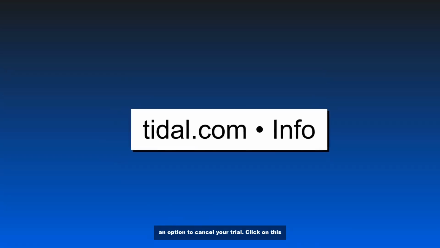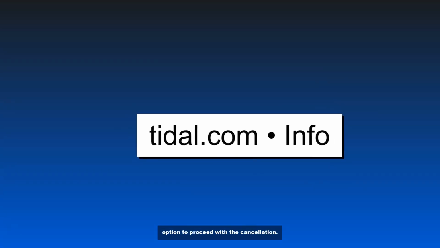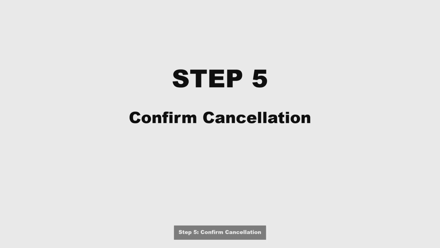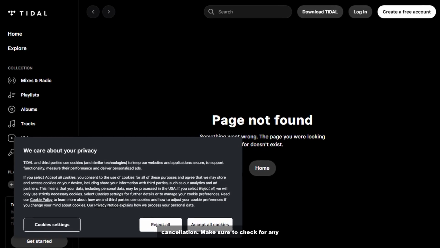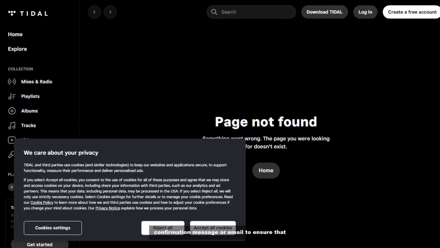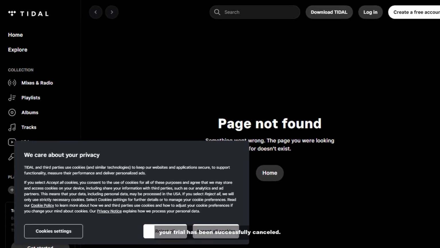Step 4. Select Cancel Trial. In the subscription section, you should see an option to cancel your trial. Click on this option to proceed with the cancellation. Step 5. Confirm cancellation. Follow the prompts to confirm your cancellation. Make sure to check for any confirmation message or email to ensure that your trial has been successfully cancelled.